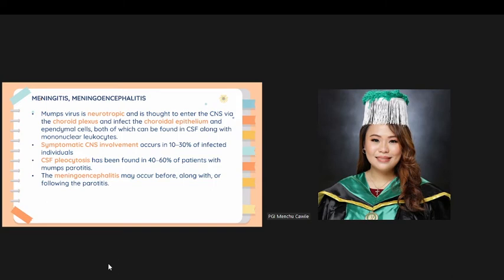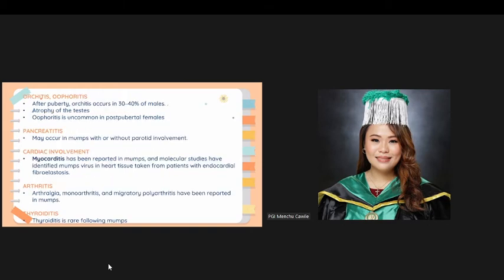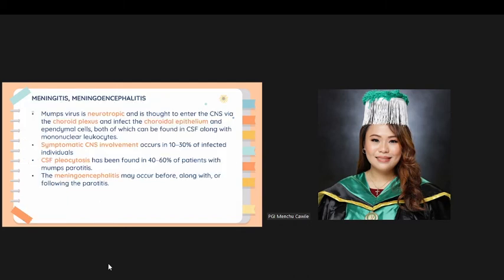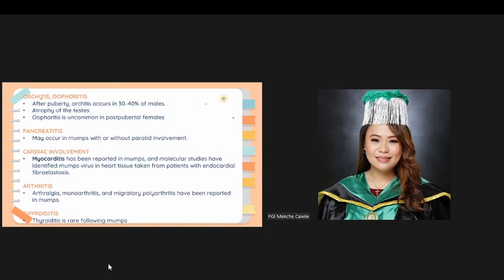The meningoencephalitis may also occur before, along with, or following the parotitis. It most commonly manifests 5 days after the parotitis, and clinical findings would vary with age. Infants and young children would have fever, malaise, and lethargy, whereas older children, adolescents, and adults would complain of headache and demonstrate meningeal signs. Less common complications of mumps include, next, orchitis and oophoritis.